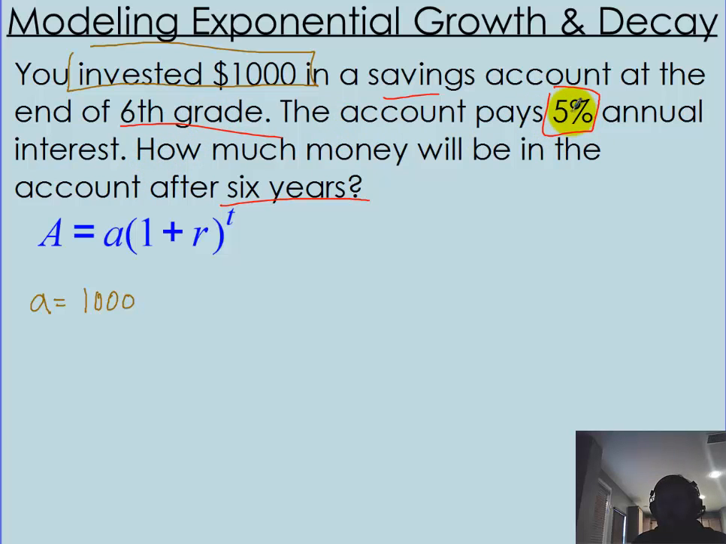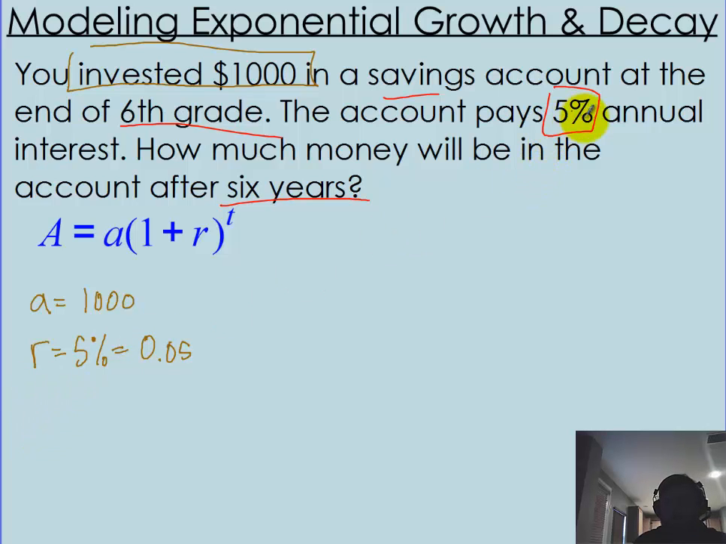Whenever you see a percent when we're talking growth and decay, that's how much it's growing every time. And if it pays 5%, you have to think about what that means. Is that 5% more or 5% less? But if it's paying you, you're getting more. So your r is going to be increasing by 5%. You don't just write 5. You have to write that as a decimal, which is 0.05.